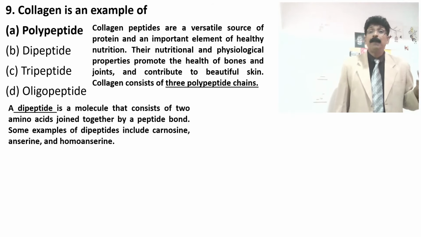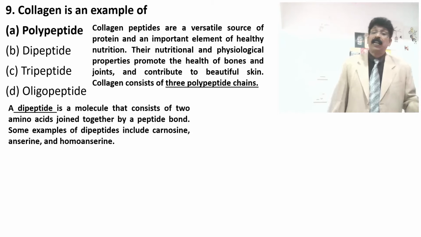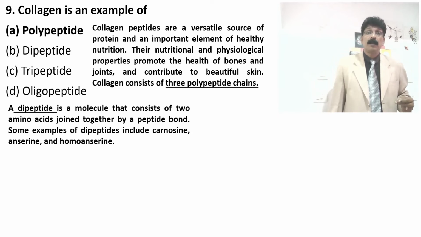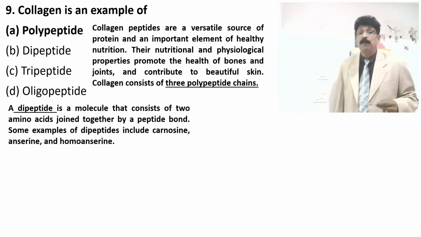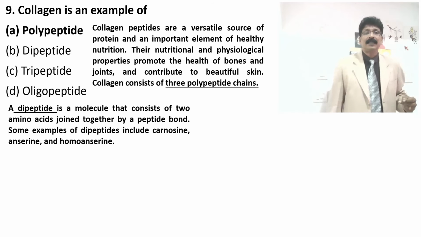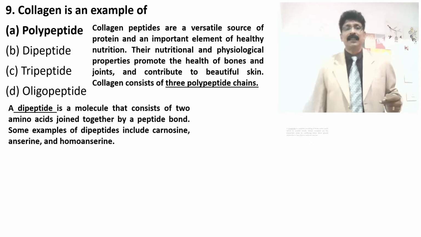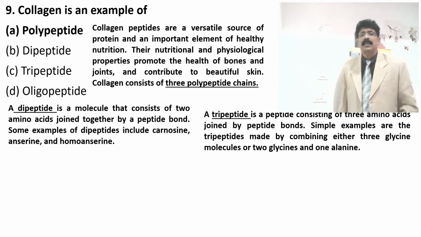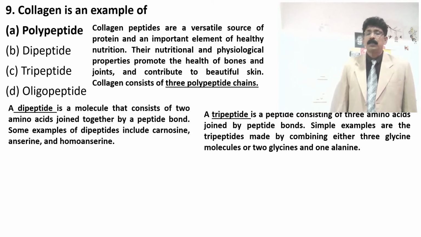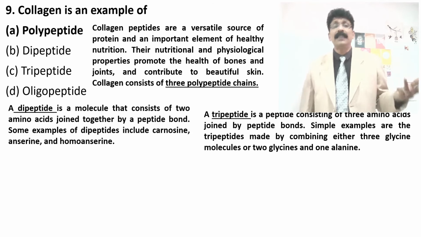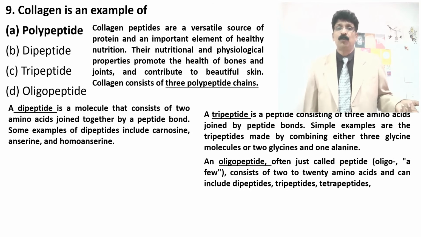What is a dipeptide? A dipeptide is a molecule which contains two amino acids joined together by a peptide bond. Some examples of dipeptide include carnosine, anserine, and homoanserine. And a tripeptide is a peptide consisting of three amino acids joined by peptide bonds. Simple examples are the tripeptide made by joining either two glycine molecules or two glycine and one alanine molecule.